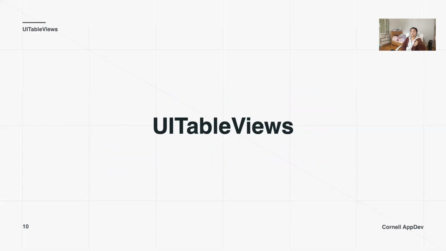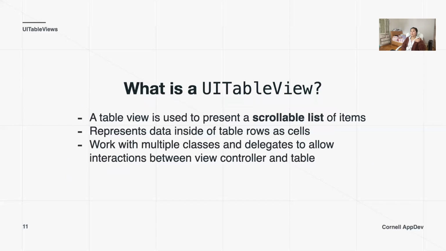Okay, so moving on to today's topic, which is UITableViews. First of all, what is a UITableView? A UITableView is basically a table representation of data within an app. It is represented as a scrollable list of items. A UITableView is extremely common amongst most apps, and it's the main way that applications can show large amounts of structured data within their app.